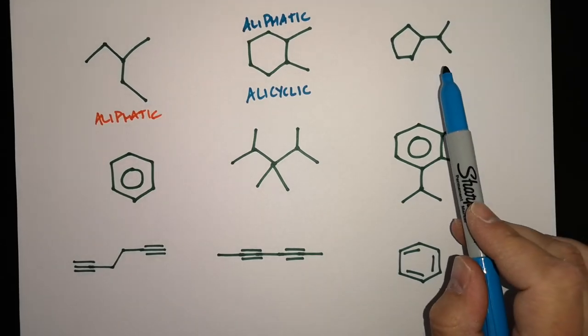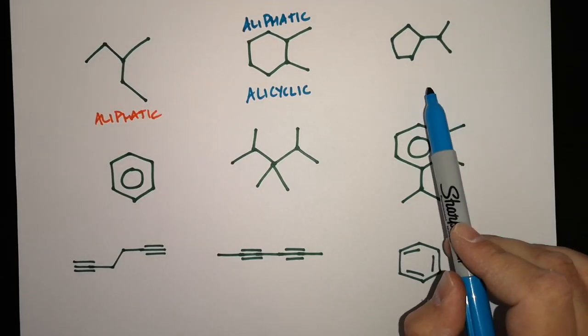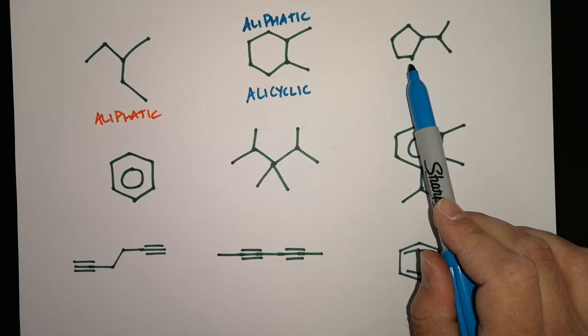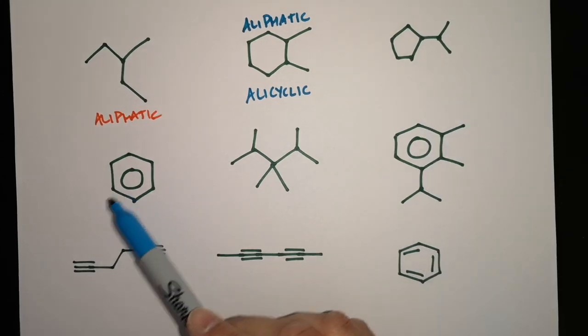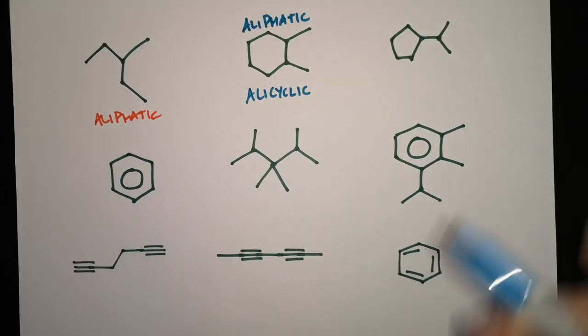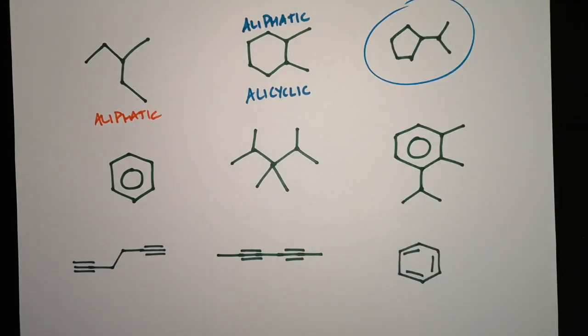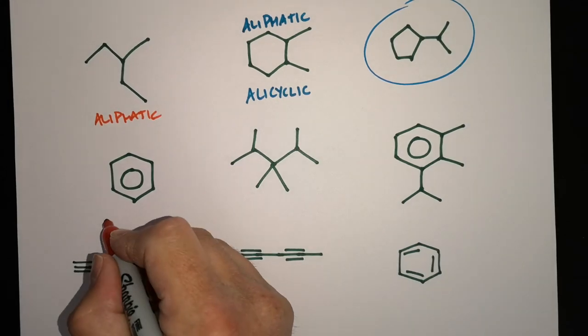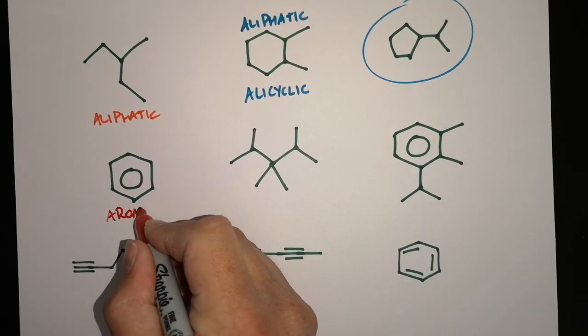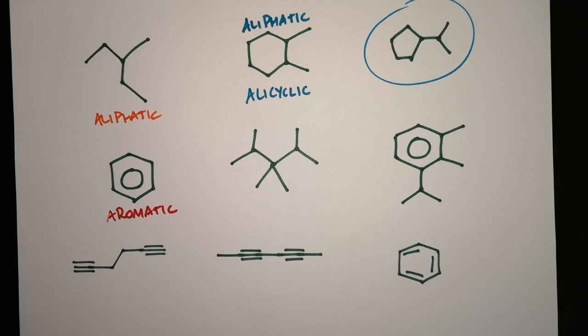This next one, again, is an aliphatic alicyclic. There's a ring of carbons here, but there's nothing that looks like this. So that is also aliphatic alicyclic. I'll circle it in the same colour. Okay, if we look at this one, I've already mentioned this one. This is your example of an aromatic ring, so called because it does have a smell and aroma.